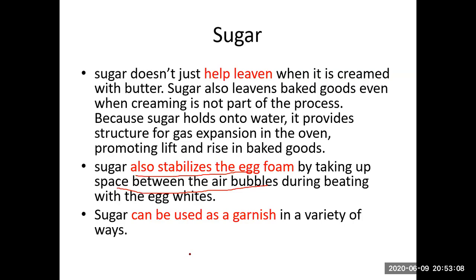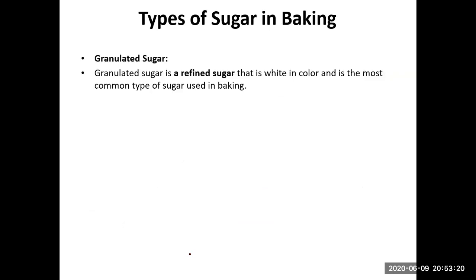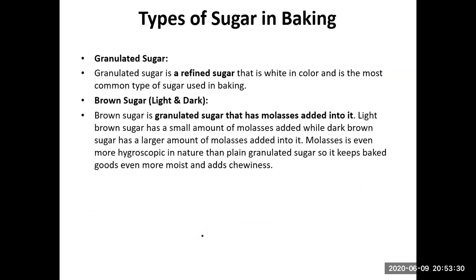Now we will read about types of sugar. How many types of sugar do we find in the market or use for baking? First of all, that is granulated sugar. That is a very common sugar that we regularly use in our baking, in our foods, and everywhere. That is also called refined sugar. Then brown sugar, we find brown sugar in two forms. One is light and one is dark.